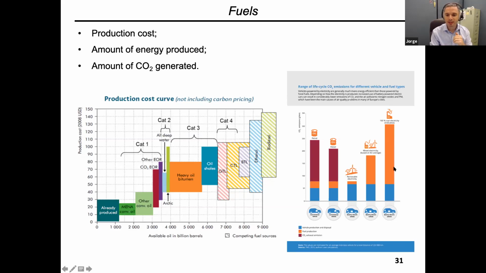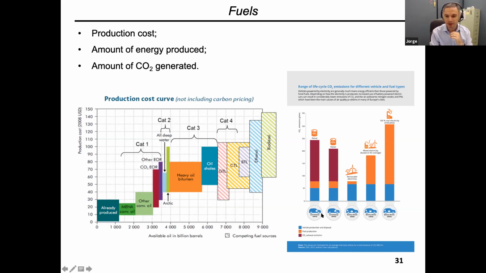On the right side of the slide here, I would like to show you a comparison between the CO2 emissions when we compare a conventional car with an electric car. So electric cars are very promising. However, there is a big problem with electric cars that we are going to see here. So let's take a look at the graph.